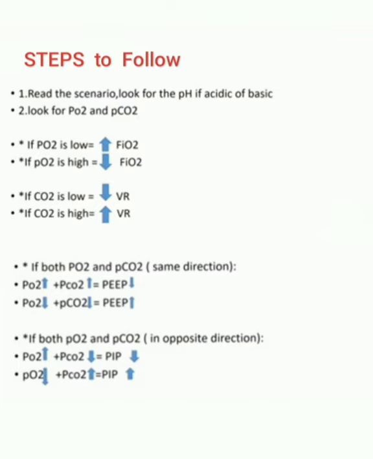Next, if both partial pressure of oxygen and carbon dioxide are in opposite direction, like if partial pressure of oxygen is increasing and partial pressure of carbon dioxide is decreasing, then we decrease the PIP. If partial pressure of oxygen is decreasing and partial pressure of carbon dioxide is increasing, then we increase the PIP. I am again repeating. If oxygen is increasing and carbon dioxide is decreasing, then we decrease the PIP. If oxygen is decreasing and carbon dioxide is increasing, then we increase the PIP.